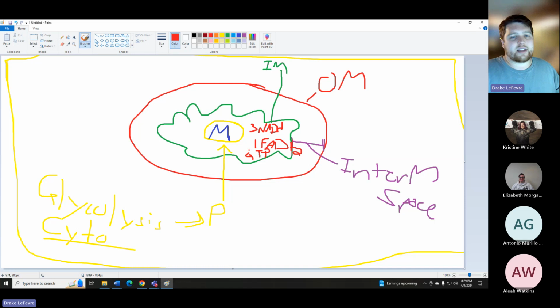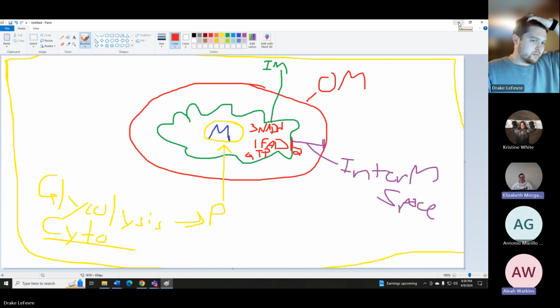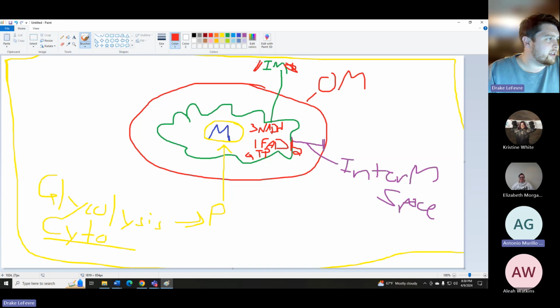Now from here, what's the next step? Where do we go from here? Electron transport. The electron transport chain. And where is the electron transport chain located? On the membrane. On which membrane? On the inner membrane. In the inner membrane, we have right here, these are also called cristae, the cristae of the mitochondria, the inner membrane.